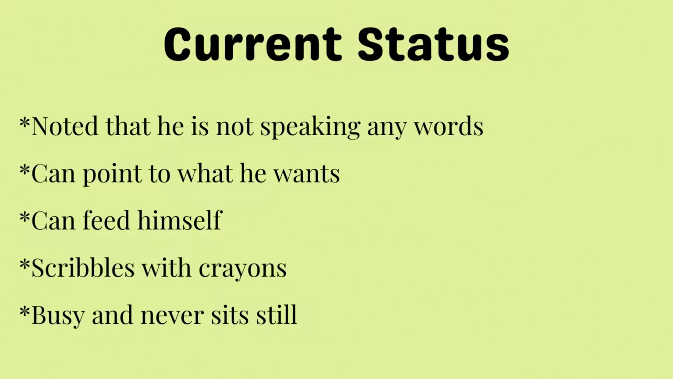The toddler appears to be well-nourished and happy. His physical examination is unremarkable. A quick and brief developmental assessment finds that he is not speaking any words, only babbling. He does not say mama or papa, but can point to the things he wants and follows directions. He can use a spoon to feed himself and scribbles with a crayon. Per the mother, he is always busy and never sits still.